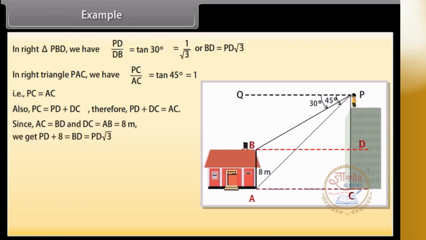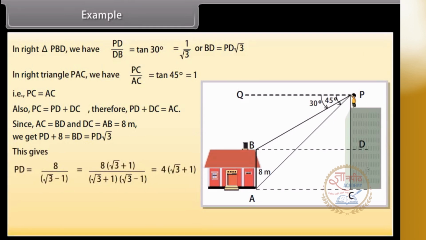Since AC is equal to BD and DC is equal to AB, which equals 8 meters, we get PD plus 8, which is equal to BD, which equals PD square root 3. This gives PD is equal to 8 upon square root 3 minus 1, which equals 8 into (square root 3 plus 1) upon (square root 3 plus 1) into (square root 3 minus 1), which is equal to 4 into (square root 3 plus 1) meters.